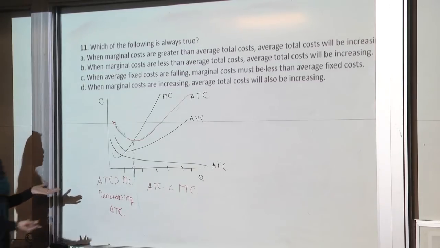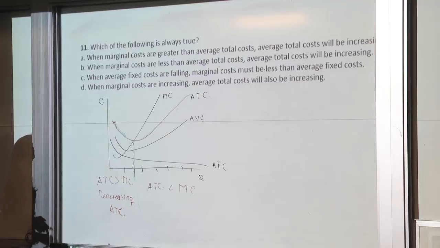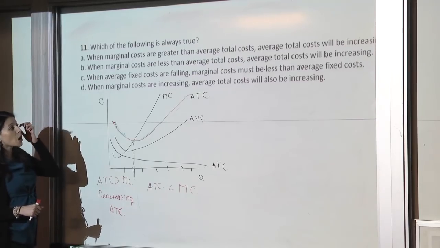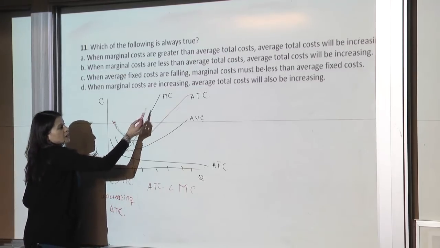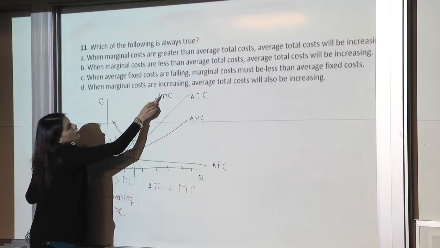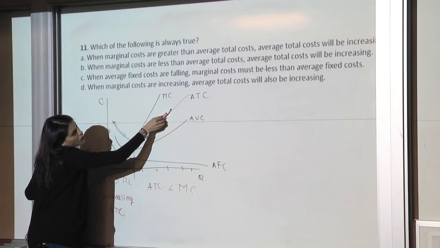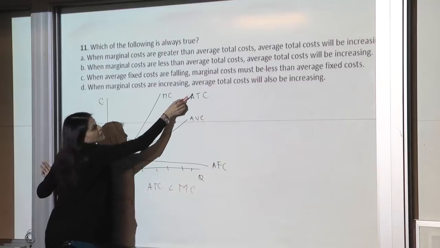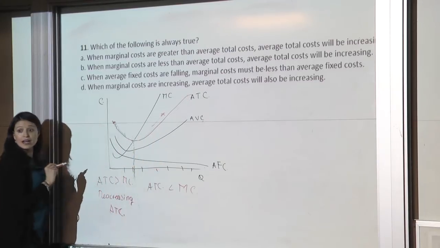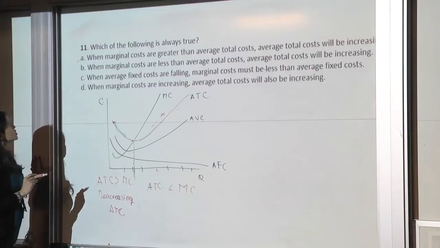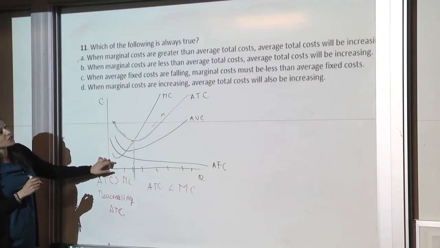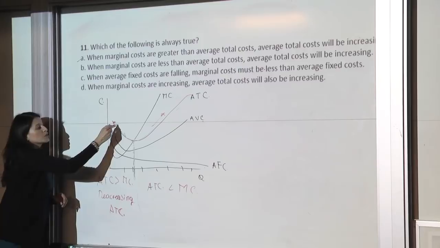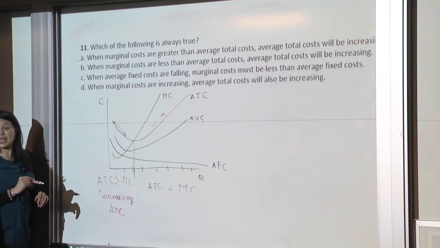Well, then we have to look for basically this relationship. When marginal costs are greater than average total cost, average total cost will be increasing. That's the case here. Marginal cost greater than average total cost, and average total cost is increasing, okay? Increasing, right? So that's the answer. Let's look at the other ones. When marginal costs are less than average total cost, which is this case, average total cost will be increasing. No, we show that it is decreasing, okay?